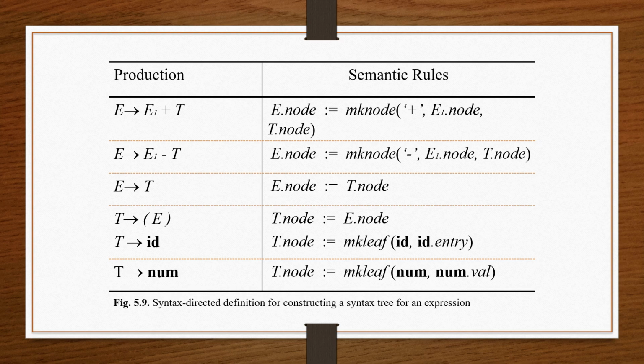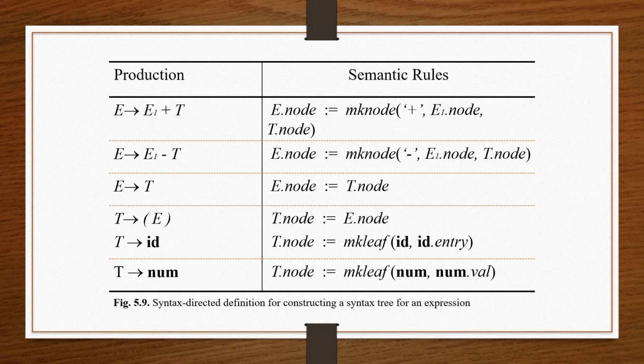So why is it called an S-attributed definition? Because we have two non-terminals here, E and T, and both have a synthesized attribute. What is that? Node. Node is a synthesized attribute of E and T. Therefore, this is an S-attributed definition.